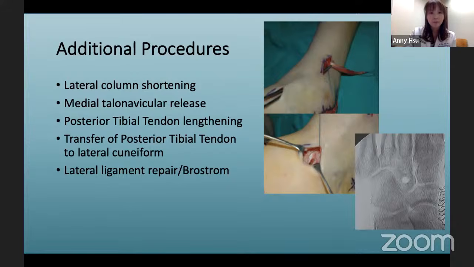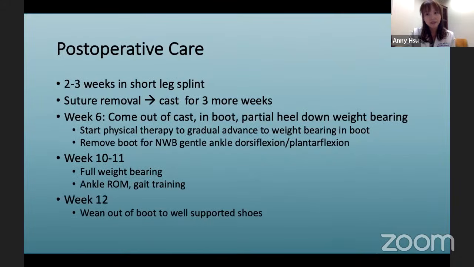So with this in mind, after their surgery, I typically put them in a short leg splint for 2 to 3 weeks, and they come back for suture removal, and I cast them for 3 more weeks. By week 6, they usually come out of the cast, and I put them in a boot with partial heel-down weight bearing, and they can start physical therapy to gradually advance to weight bearing in the boot.